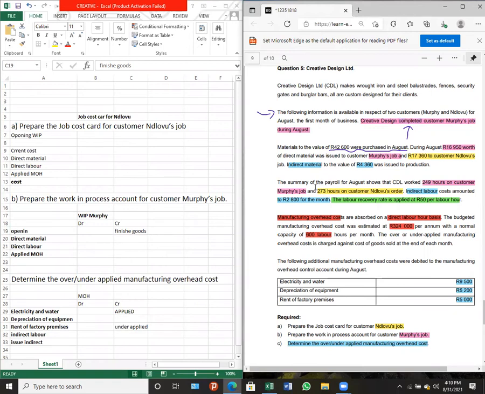Okay. Here, guys, we have been required to prepare the job cost card for customer Ndlovu, ne? Which means we have Ndlovu and Mafi. Here, guys, we are going to have an opening balance of work in progress. How much is the opening balance of work in progress, guys?